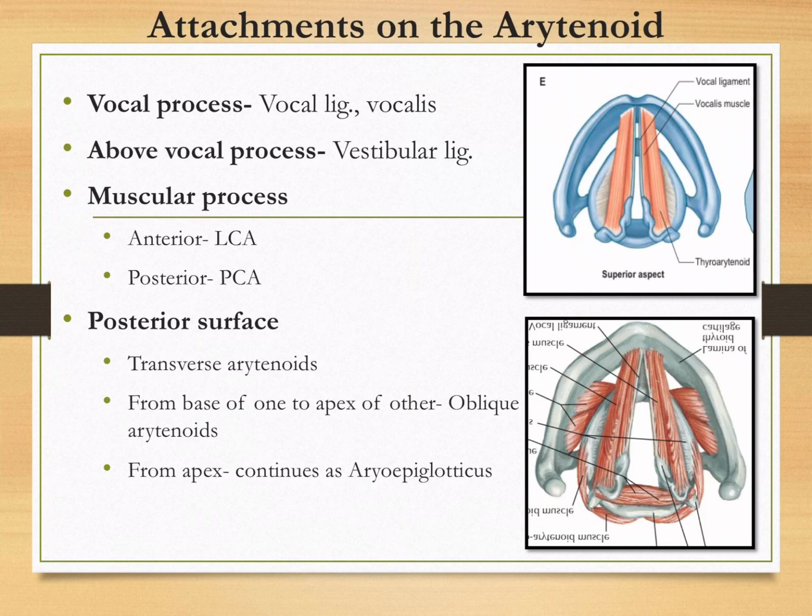The posterior surface of the arytenoid gives attachment to transverse fibers of the transverse arytenoid that connect one side of the arytenoid to the other. This is not a paired muscle, it's a single muscle that brings both the arytenoids closer to each other. Then, as mentioned earlier, from base of one arytenoid to the apex of the other, you have the oblique arytenoid muscle, crossing it like an X. We've already seen this. And from the apex, these fibers continue within the aryepiglottic fold as the aryepiglotticus muscle.